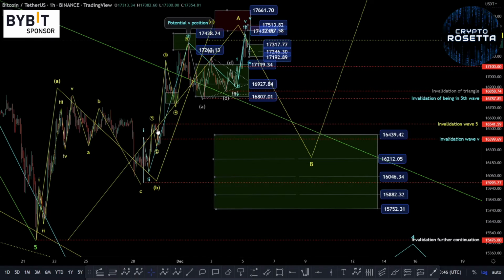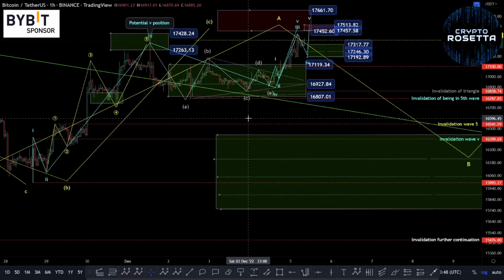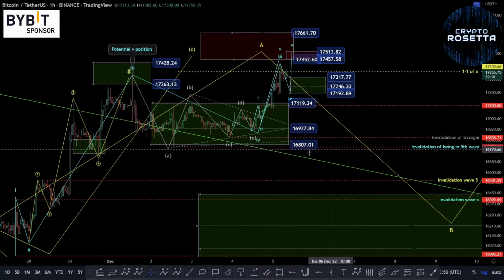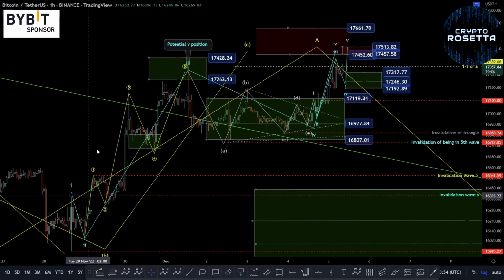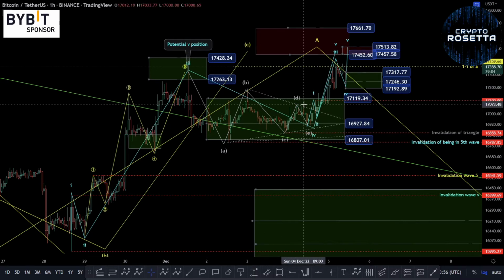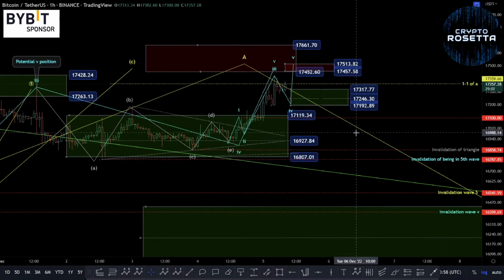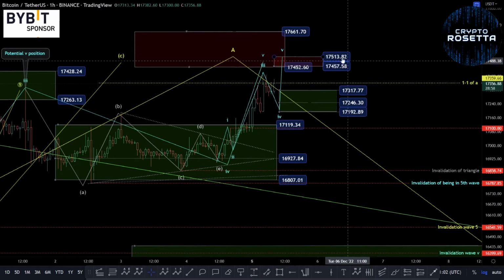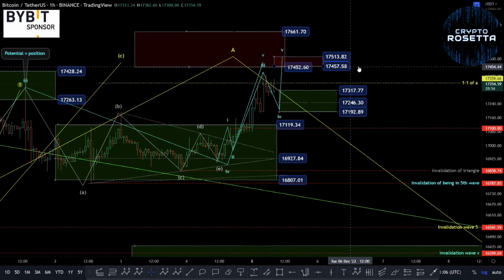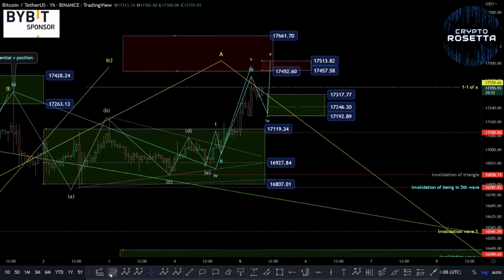Okay, and now let's get into the price action here. There's a few ways of looking at this, and basically this is one of them, where we're looking at this as a 1, 2, this as a third wave, triangle in a fourth, and then we're looking to form this fifth wave to the upside. So the target for this currently is this 17,513 to 17,457.